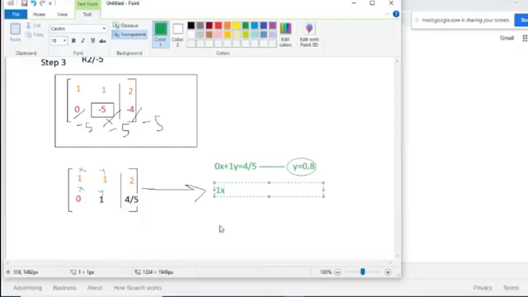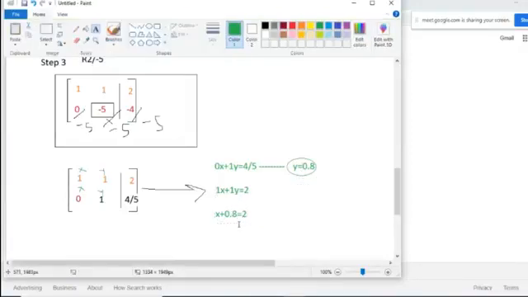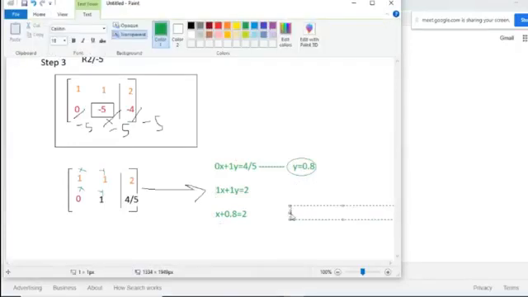By the same way, try to convert the first equation or the first row to be equation. 1 multiplied by x plus 1 multiplied by y equals to whom? 2. Equals to 2. Then, as you know, 1 multiplied by x will become only x, plus 1 multiplied by y, and y equals 0.8. That means x plus 0.8 equals 2. From this equation, can you give me x alone? x equals what? 1.2. 2 minus 0.8. That means x equals 1.2. Then here it is.